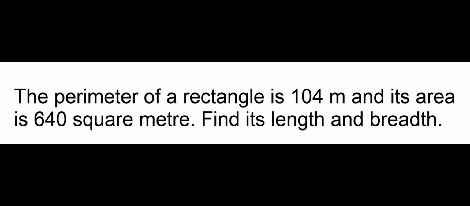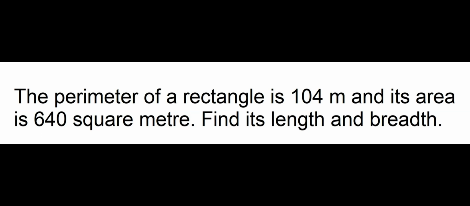Length is 3 + 3, which is 6 meters. Sixth one. The perimeter of a rectangle is 104 meters and its area is 640 meters square. Find its length and breadth.